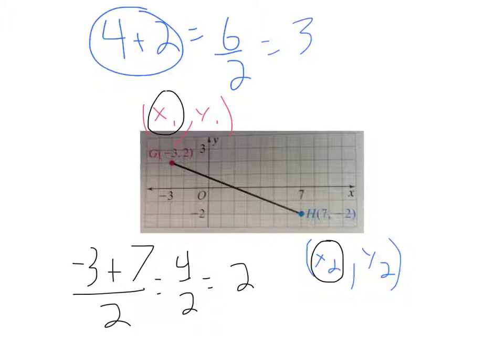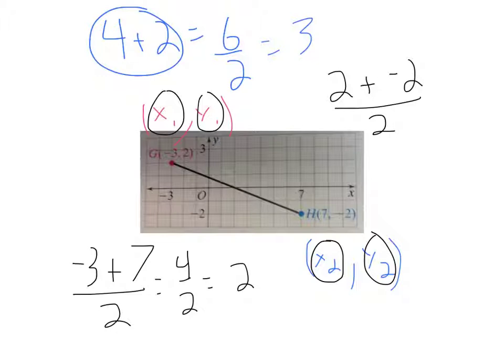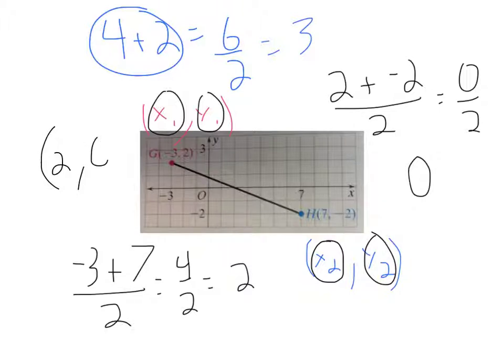Okay, now let's do our y values. Let's pick our first y value and our second y value. Our first y value was 2, plus our second y value was negative 2. And again, I'm going to divide by 2 because there's 2 of those there. 2 plus negative 2 is what? 0 over 2. 0 divided by 2, it's not undefined, that's the other way. 0 divided by 2 is 0. So my center, my midpoint on this line right here, is the point 2 for x and 0 for y.